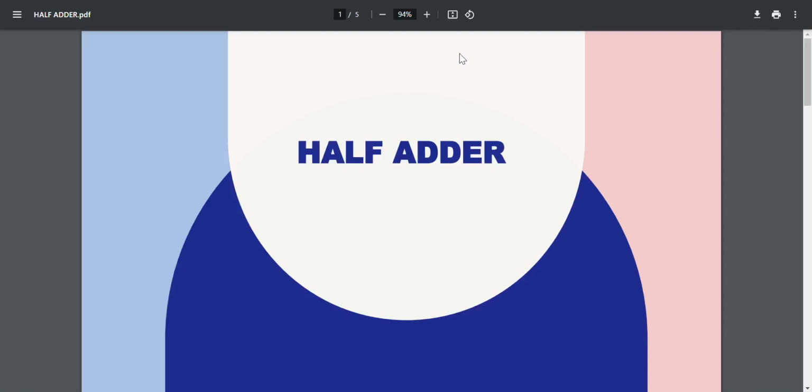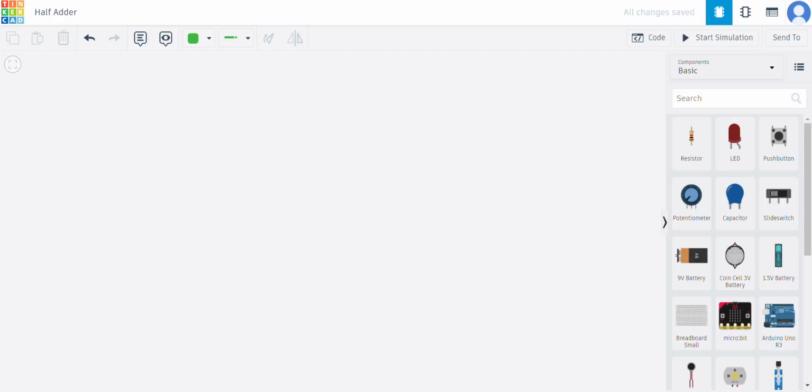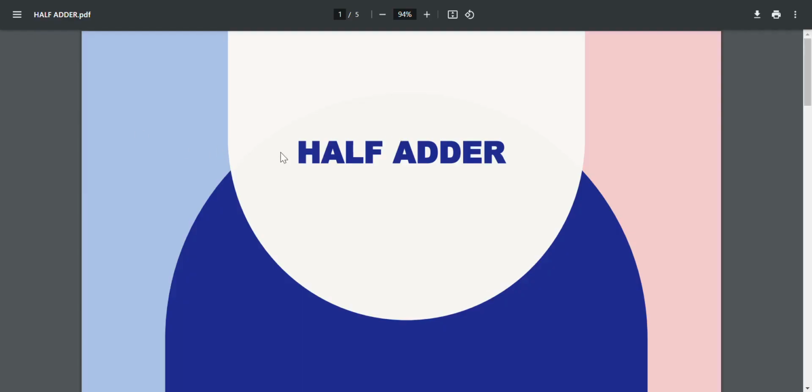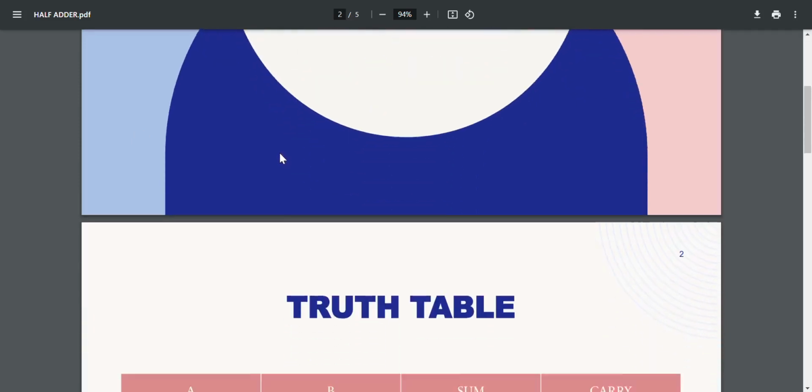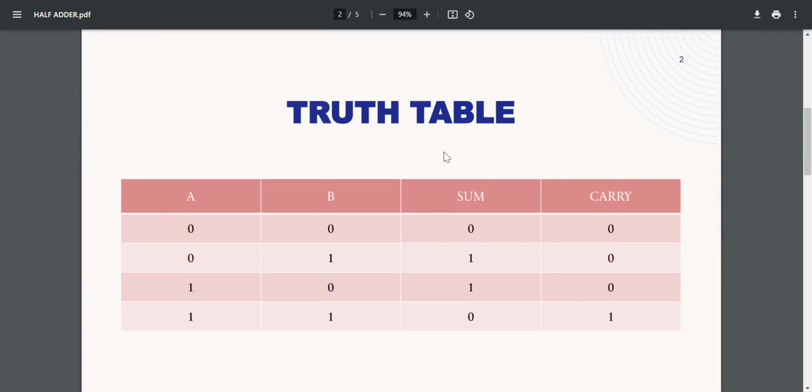So hello everyone. In this video we will see basically what is a half adder and we will simulate the same on Tinkercad. So let's start. Basically half adder is something in which we add two bits and we get the output in the form of two outputs. One is sum and one is carry. So here we have two inputs A and B and two outputs sum and carry.